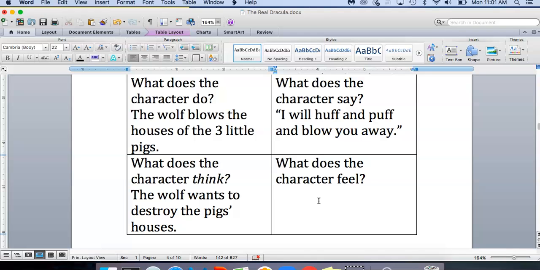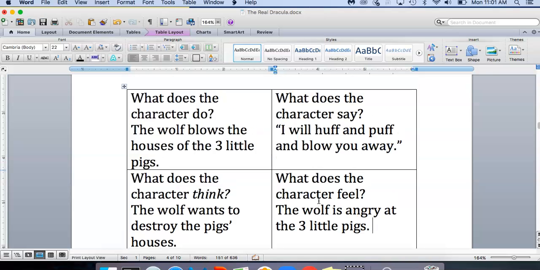So we know it's a negative feeling. If you want to destroy something, we can say the wolf is angry at the three little pigs. That's a reason why he would want to blow their houses away. So that's an inference we can make. That's how we are going to talk about character today.